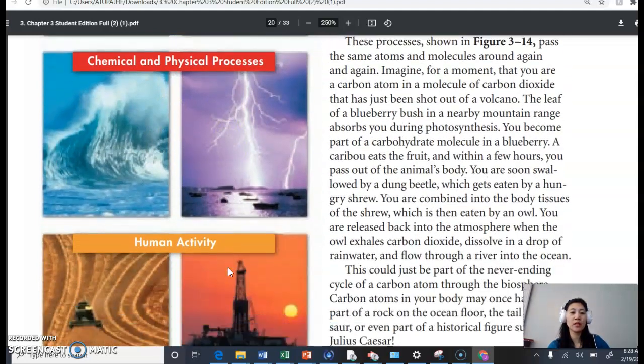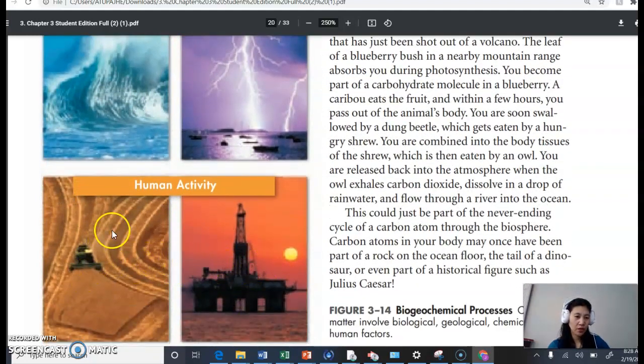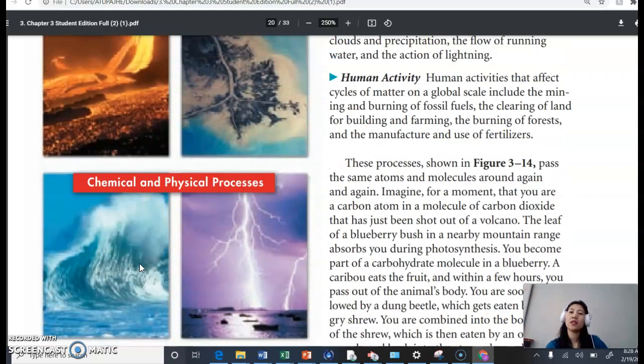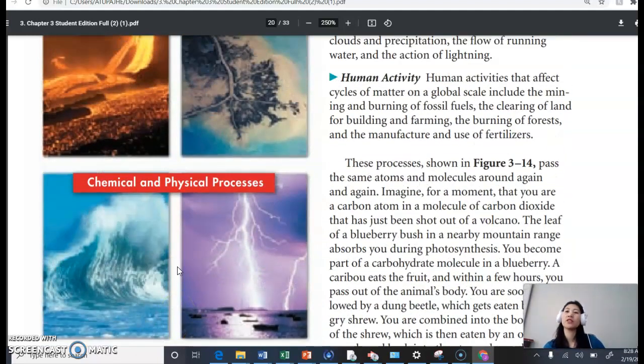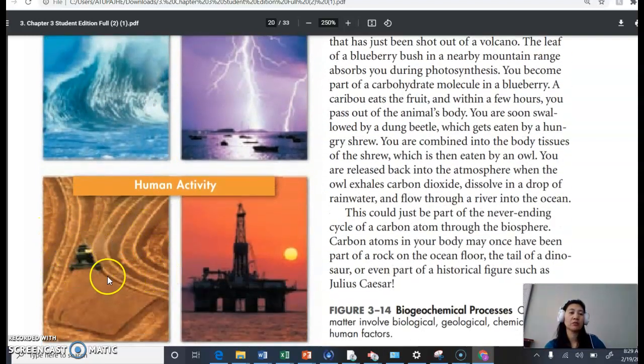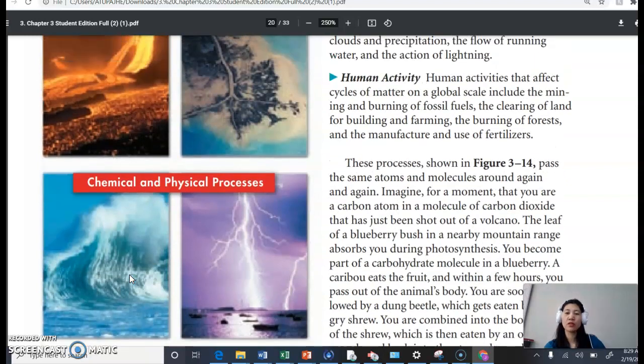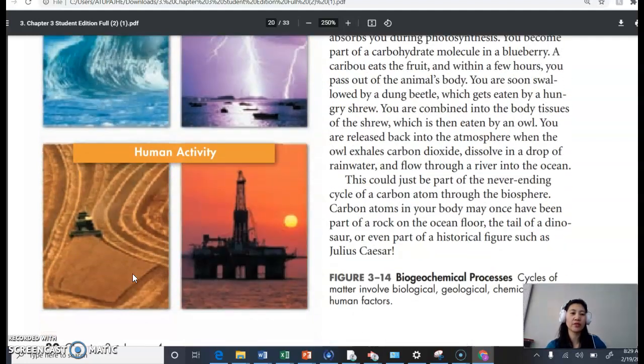All right. So next one is the human activity, our activity as humans. As you can see here, human activities that affect cycles of matter on a global scale include mining. You can see here mining, finding some gold and all other fossil fuels, or burning of fossil fuels as well. The clearing of land for building and farming, or for purposes of putting up housing or malls. So those are human activities. The burning of forests and even the manufacture and use of fertilizers are human activities.